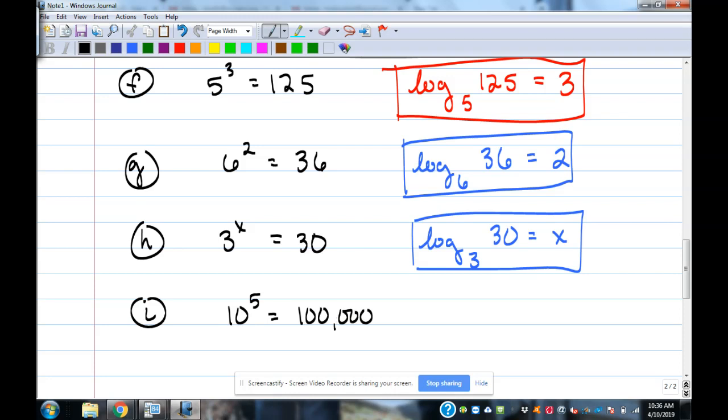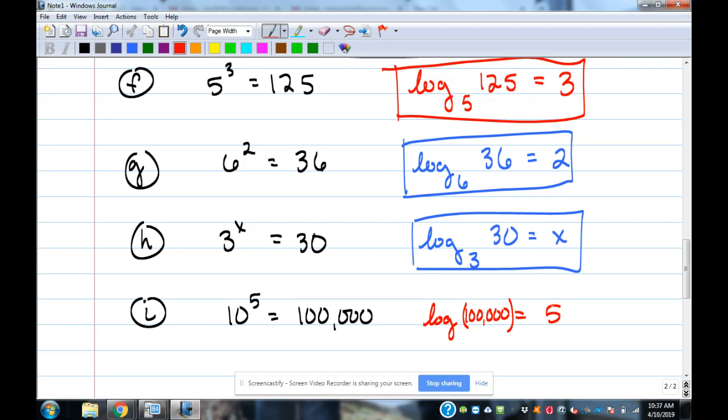Ten to the fifth is equal to 100,000. Write it as a logarithmic statement. What is it? Log base 10. It's 5. And notice I did not write the 10 there because it's understood to be there.